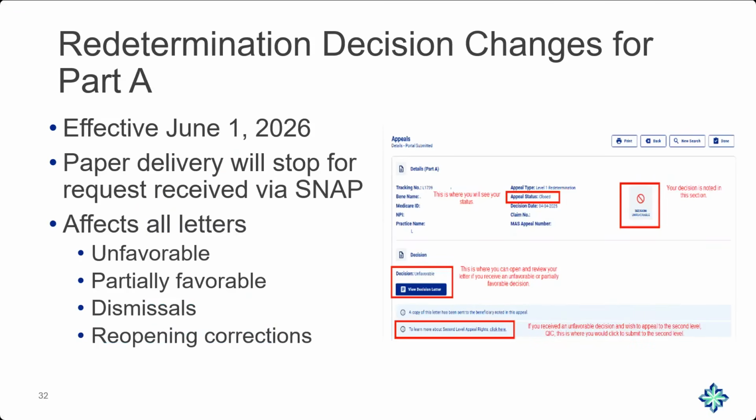This slide here is a provider alert announcing a change to mail delivery for Part A appeals submitted in SNAP. Starting June 1st, all providers with an active SNAP account who submit their appeal requests through the portal will no longer receive decision letters through the U.S. mail. All appeal letters can now be viewed and downloaded directly in SNAP. You're going to get an email notification regarding a decision on your appeal, and then you'll be able to access that appeal correspondence immediately.